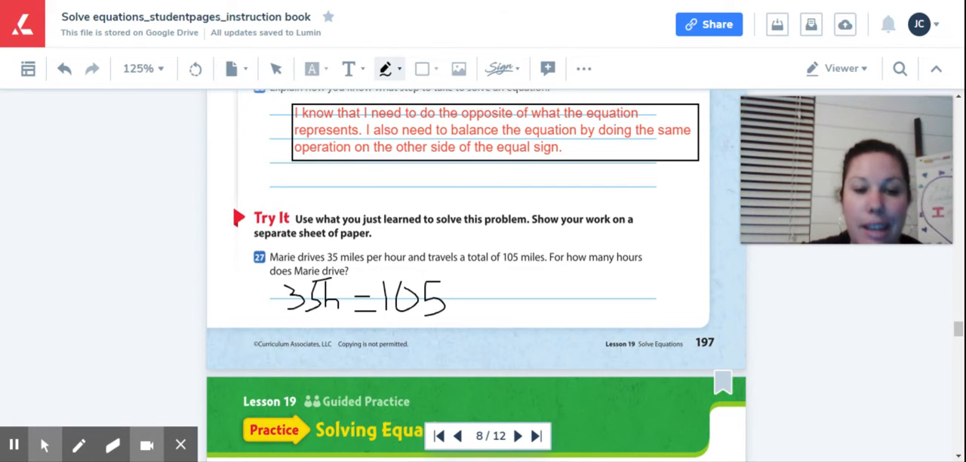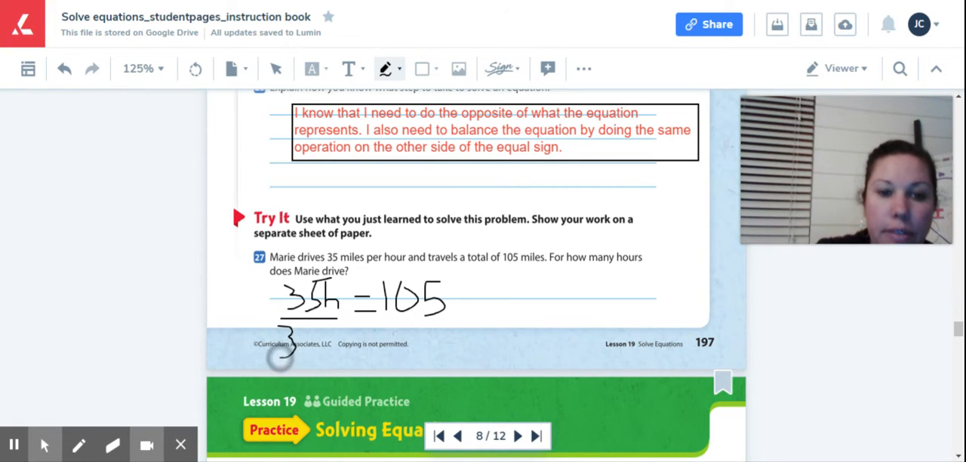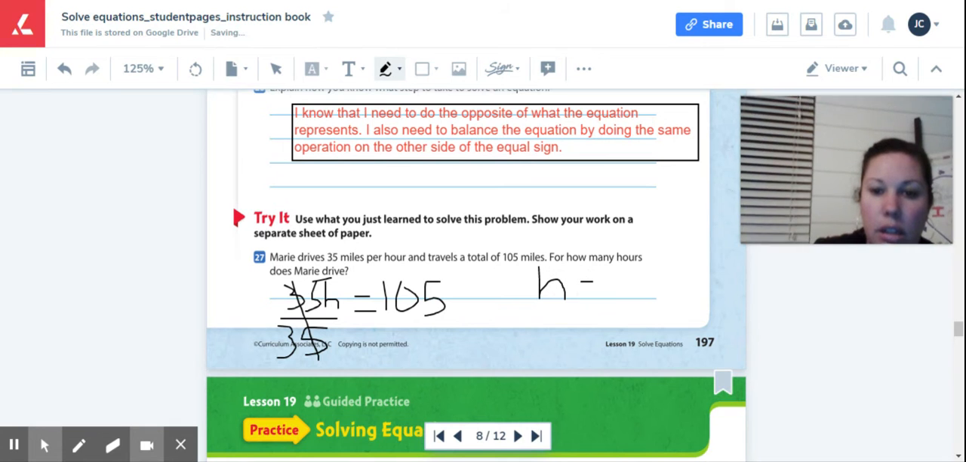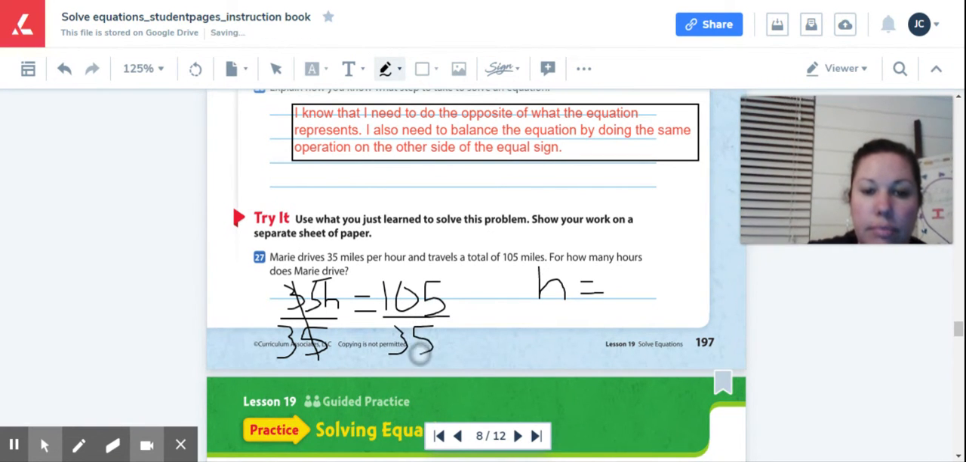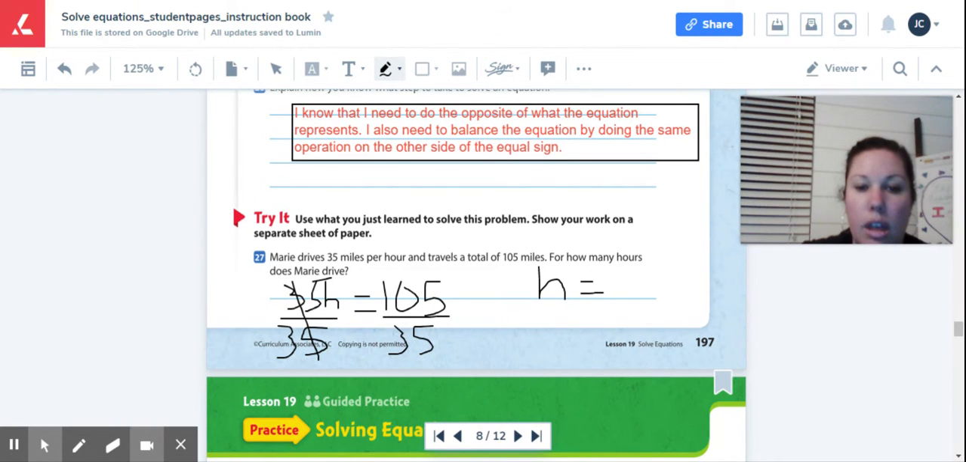So we have to isolate the H, which means we are going to divide by 35 on both sides. So I'm going to cross that out, and then we're left with H. So I'm going to put that over here. And then whatever I do to one side of the equal sign, I have to do to the other. So I'm going to divide by 35 over here. Okay. I don't know mental math to say how many times 35 is going to go into 105. So I'm actually going to have to divide it out. So let's see, I'll just do it right here.